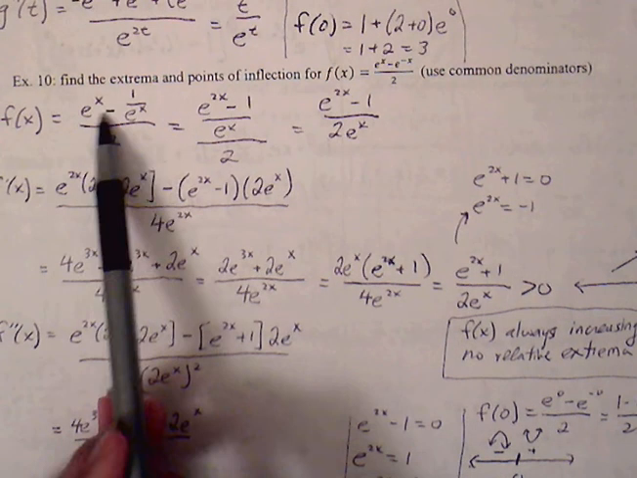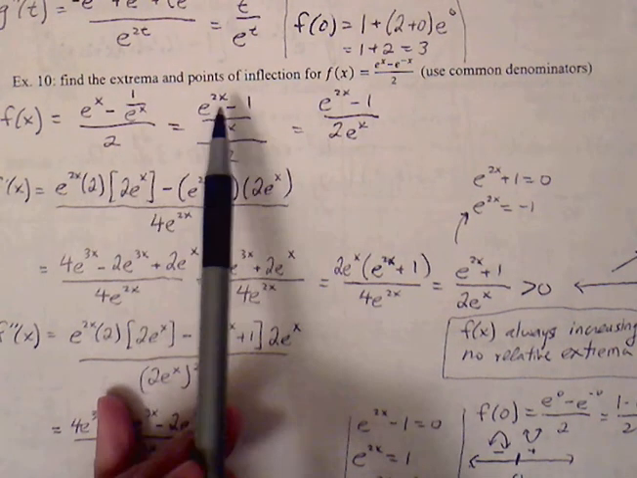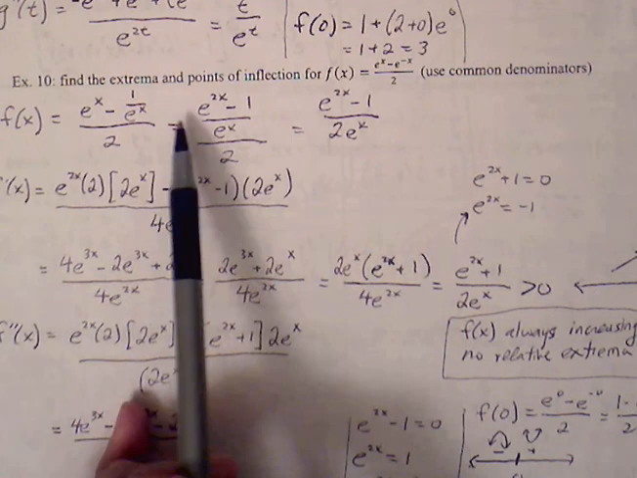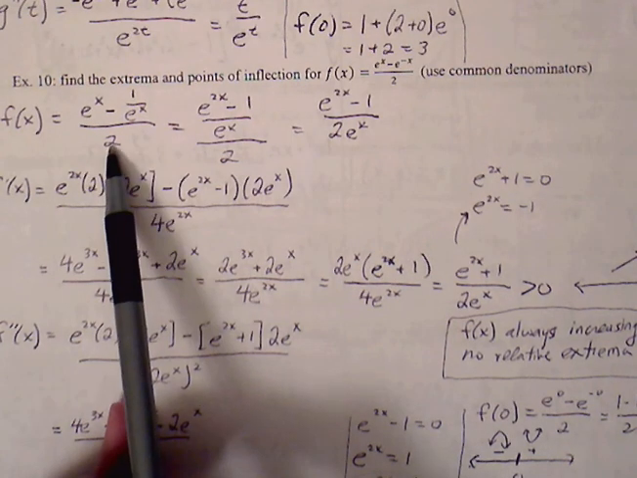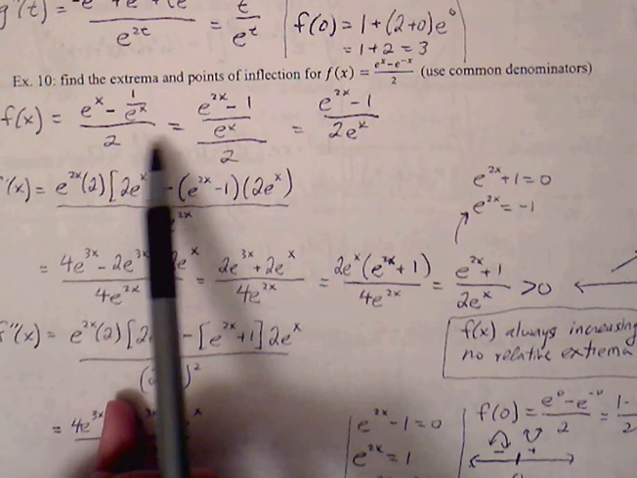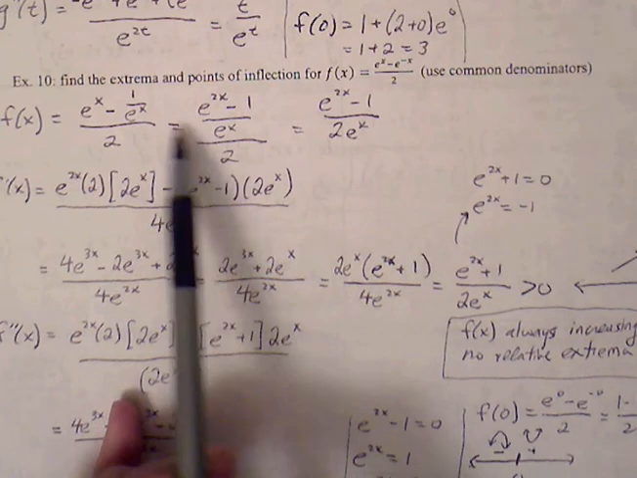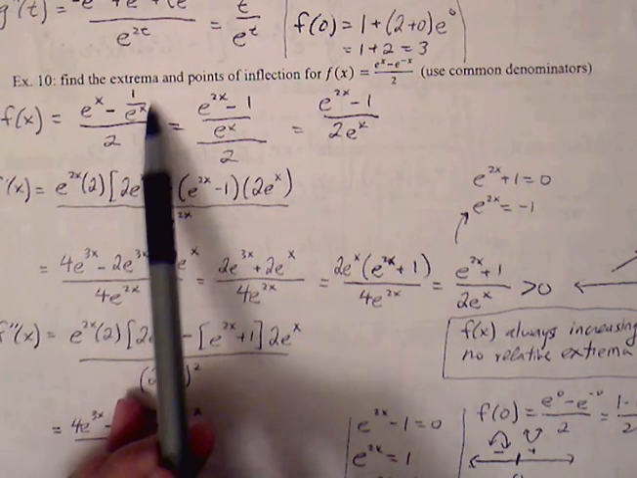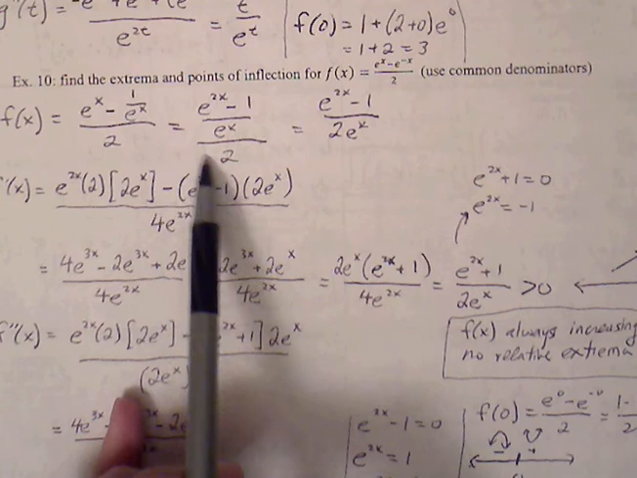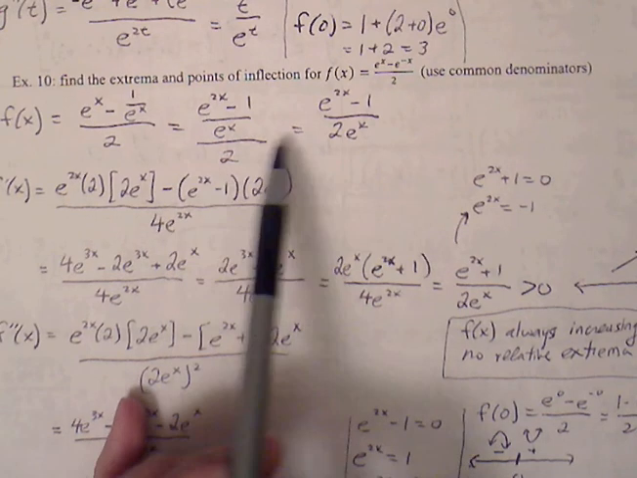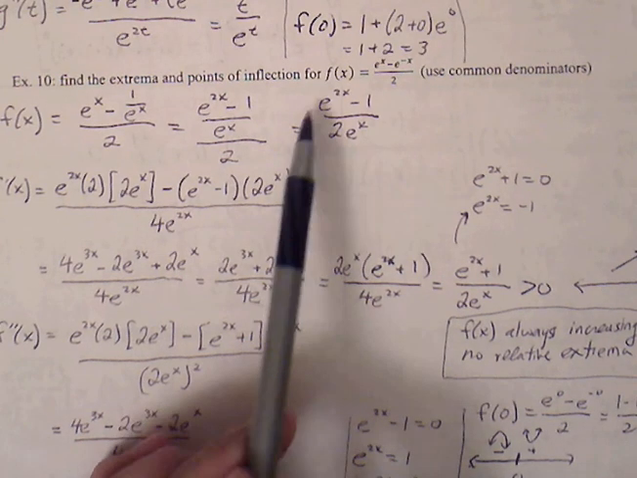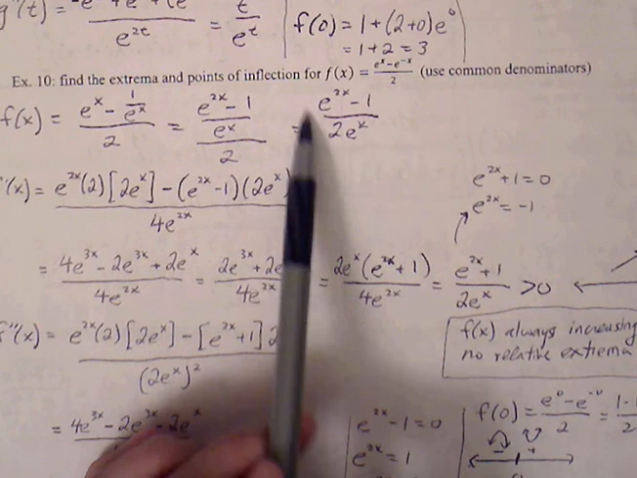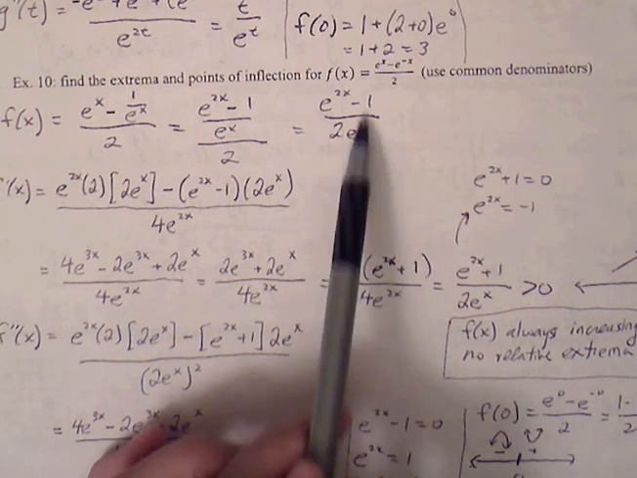So e to the x minus 1 over e to the x, I'm going to convert the e to the negative x to a positive exponent. Here I can find a common denominator. So I get e to the x as a common denominator for the numerator, all over 2. So the 2 will share the denominator space with e to the x. So this will be a little bit cleaner here. We're going to apply the quotient rule to find the first derivative.